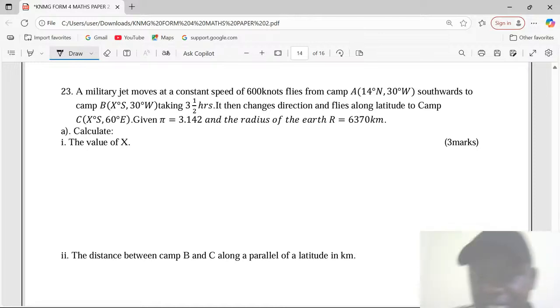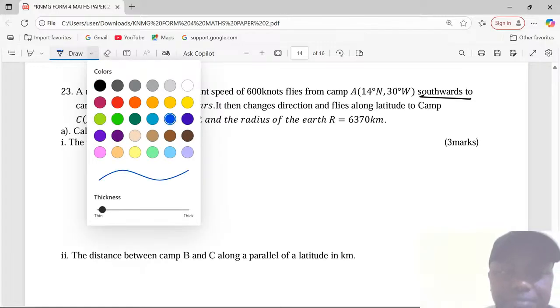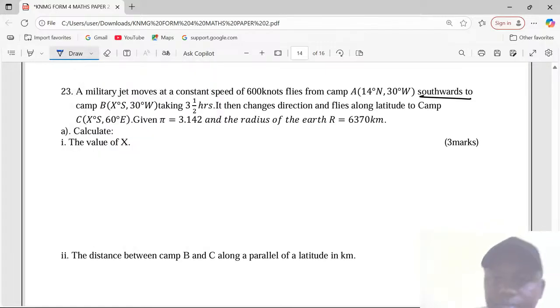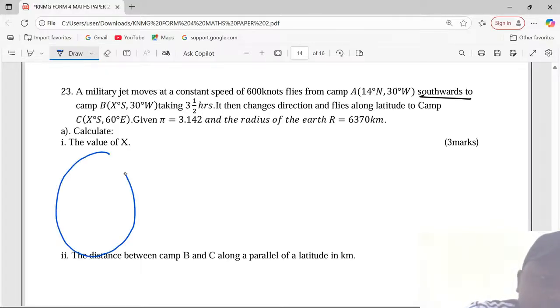When we are moving southwards, look at this. When we are moving southwards, it means we are moving along a great circle. So we are covering a certain distance along a great circle.